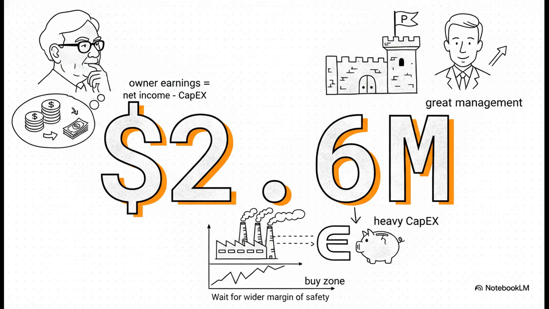So Buffett's verdict? Unbelievable moat, great management, but that heavy CapEx dragging down owner earnings means he'd demand a much, much wider margin of safety on the stock price.